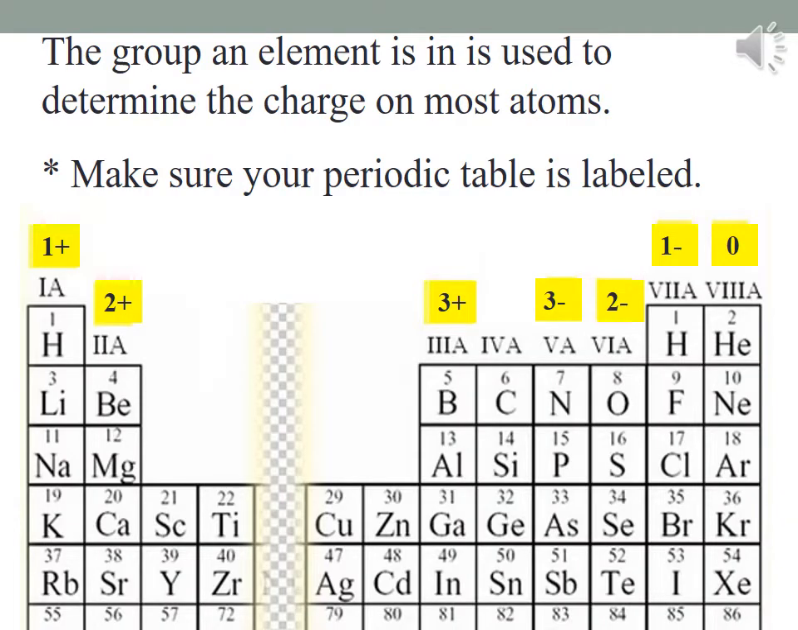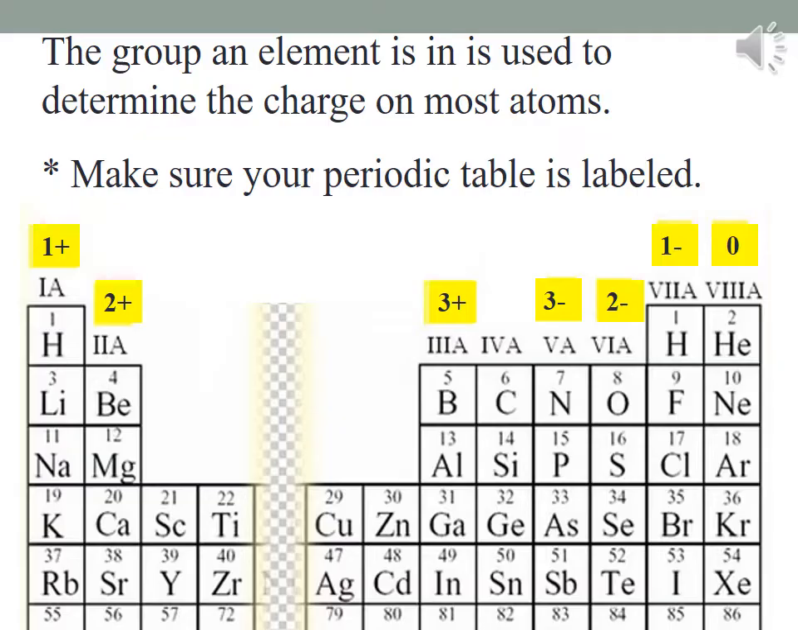So the first thing that we need to be able to do is identify the charges of each atom that we want to use in our ionic compounds, and we can do that using the periodic table. So the group an element is in is used to determine the charge on most atoms. You can see that it doesn't cover every group on the periodic table, but a vast majority.